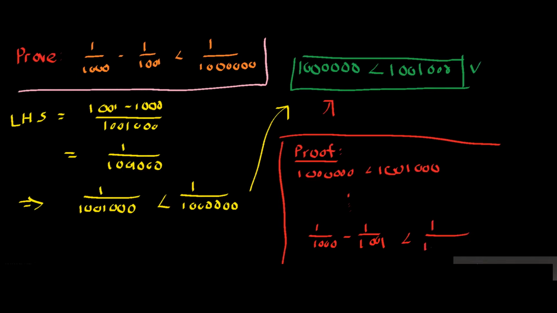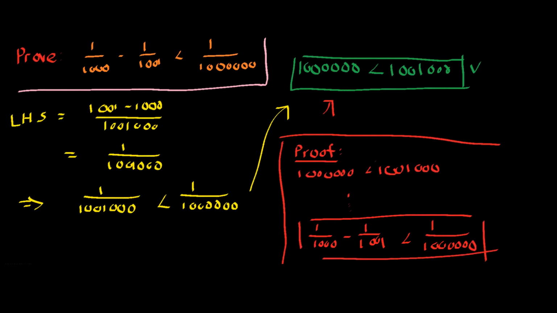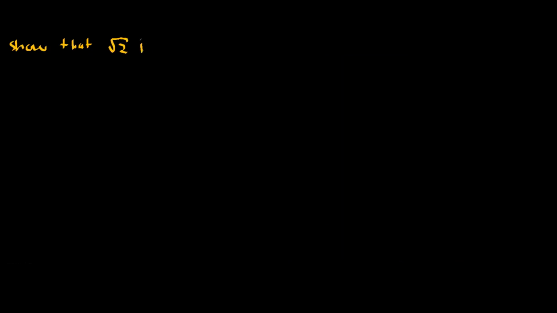So you'd start with 1,000,000 is greater than 1 million, and then make your way to show that 1 over 1000 minus 1 over 1001 is less than 1 over 1 million. So that's pretty much the only thing that you have to worry about when proving something directly, is just accidentally writing it backwards.